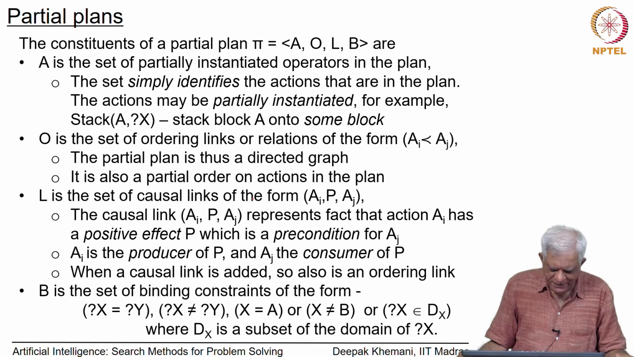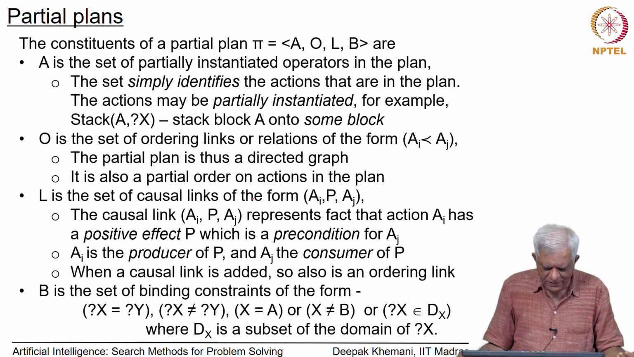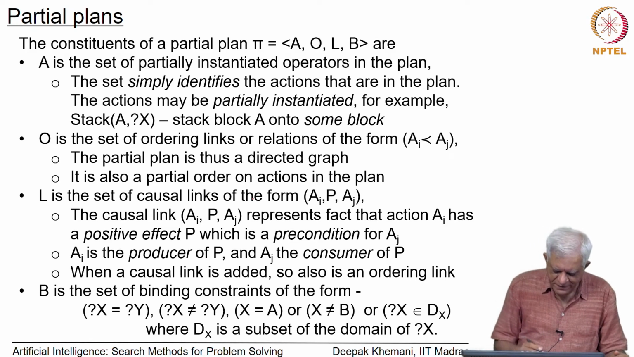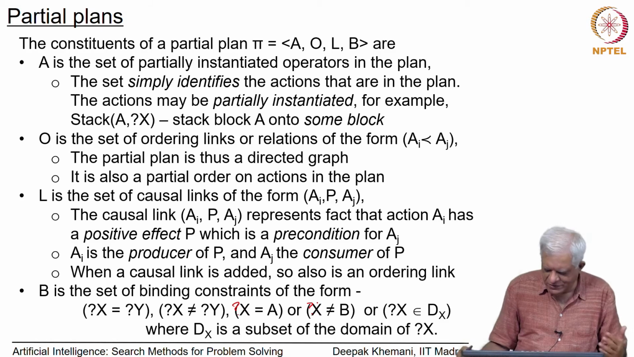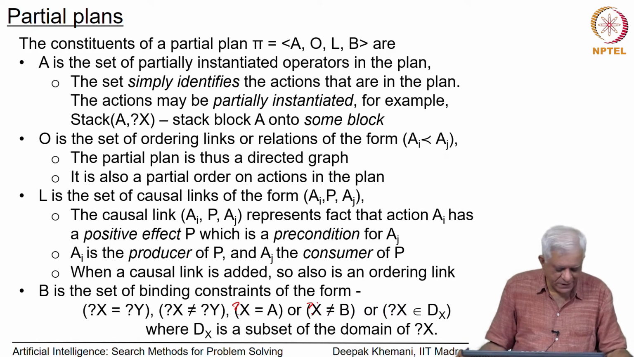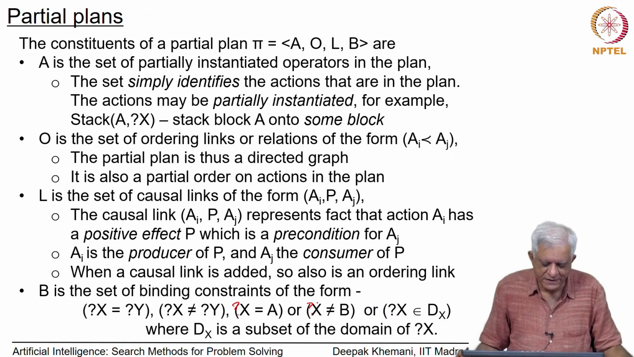And as we said, B is a set of binding constraints, which basically say that variables are equal or not equal, or they come from a certain domain and things like that.